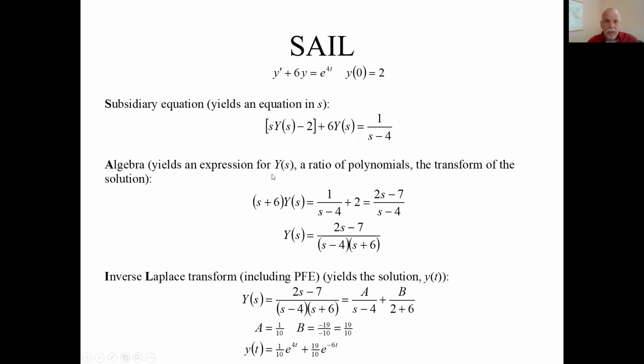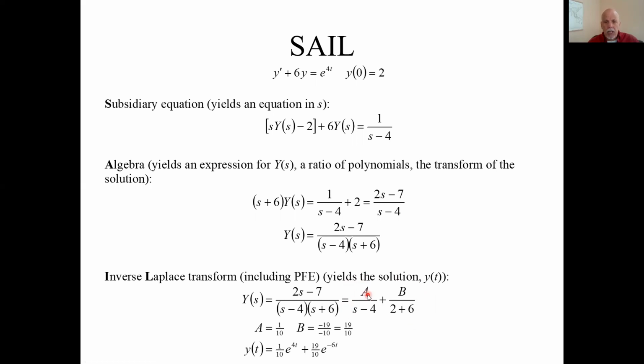We'll get all the big Y stuff together. I'll have an s plus 6 equals this on the right plus a 2, which I bring over to the right side. Get that over in a polynomial over a polynomial. Divide through by the s plus 6. There is my Y on the right side, polynomial over a polynomial. Now we do the inverse Laplace transform. We have to do some partial fraction expansion in this case.